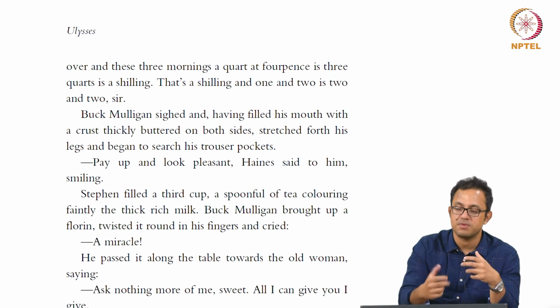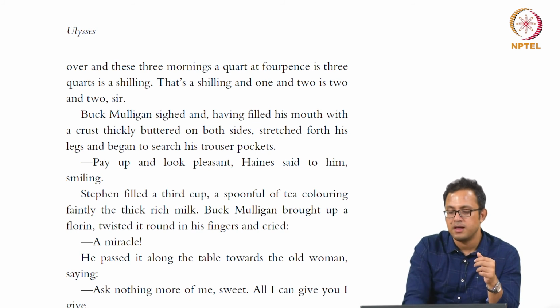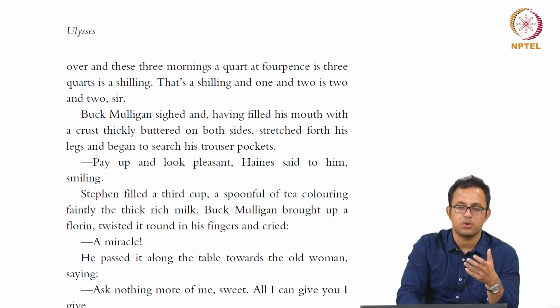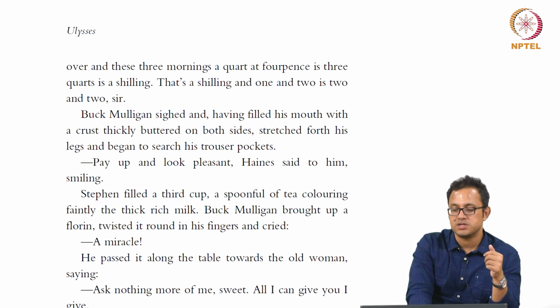So again, those of you who are Joyce fans, who are Ulysses fans, would know there are a lot of quiz questions about Ulysses, and there's some trivia about Ulysses. And one question which keeps getting asked all the time is: when Buck Mulligan was having his bread, which side did he butter? And the correct answer would be both sides, thickly buttered on both sides.